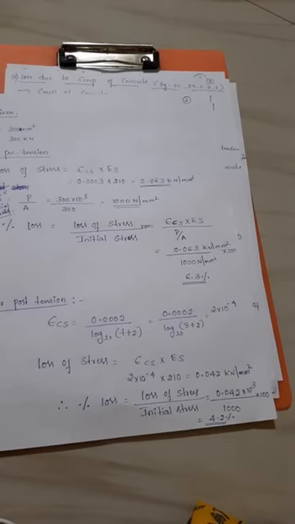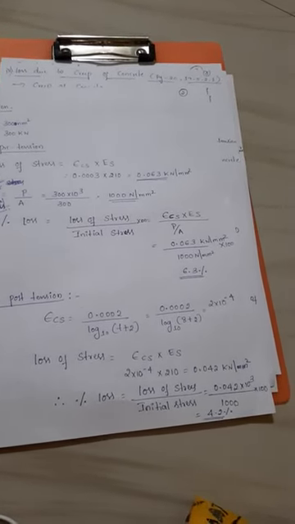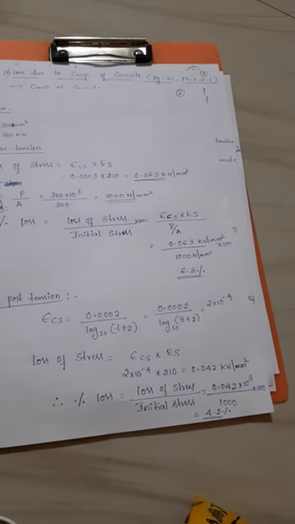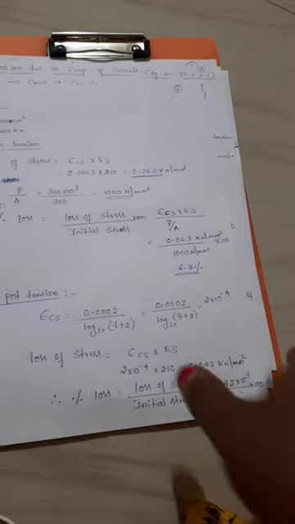Percentage of loss equals loss of stress divided by initial stress. So loss of stress will be 0.042 into 10 to the power of 3 divided by 1200. So you'll get it as 4.2%.